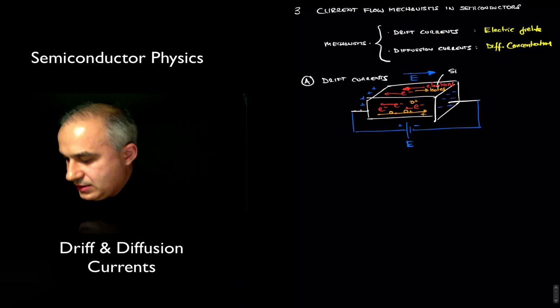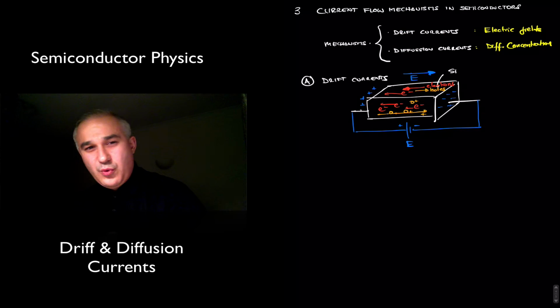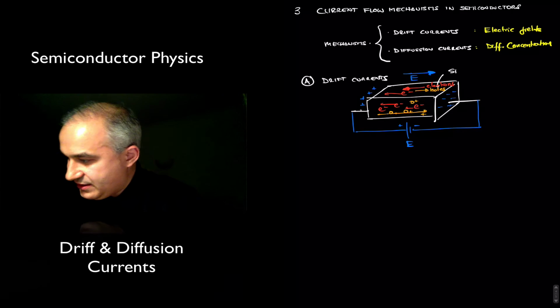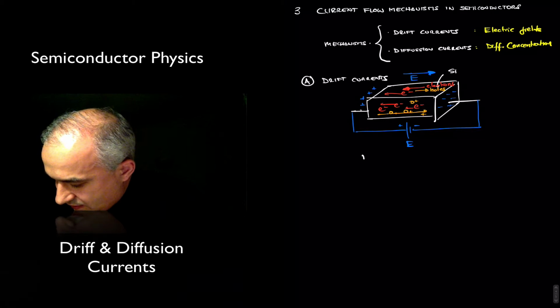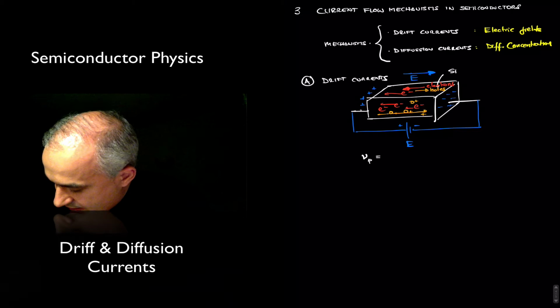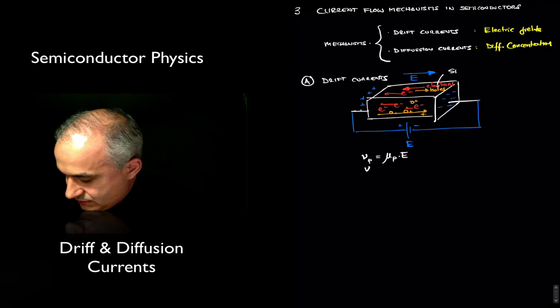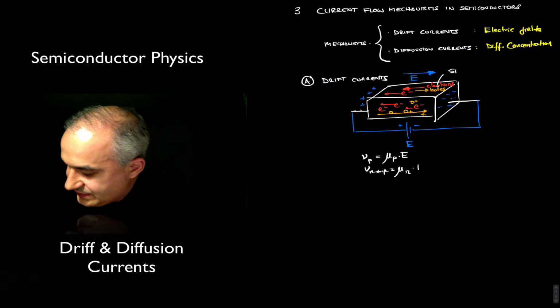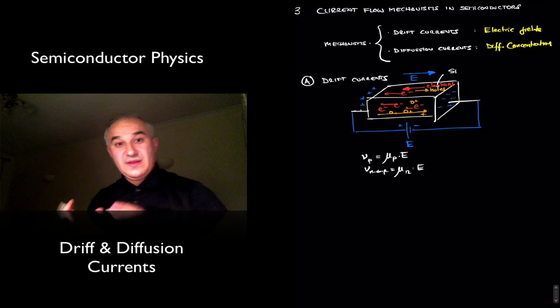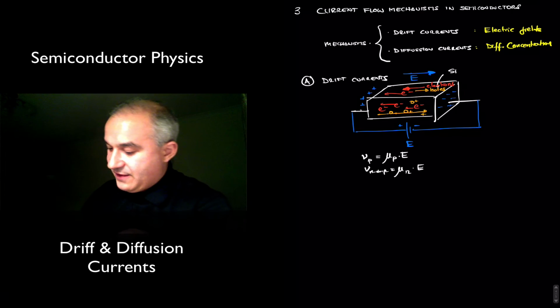Now, I want you to understand the concepts first. I'm going to do a little bit of math here, not as important. The velocity due to drift of the holes, p, is given by the mobility of the holes times the electric field. Okay? Similarly, the velocity due to drift of the free electrons, n drift, is the mobility of the free electrons times the electric field. It's an equation that you should know. The velocity is proportional to the electric field, and then there is a mobility constant.